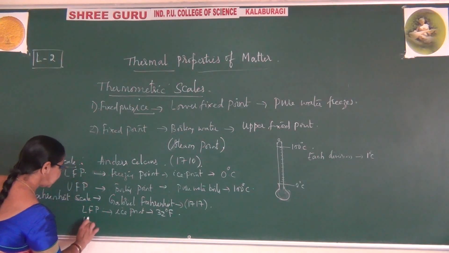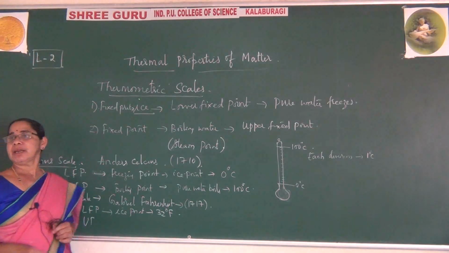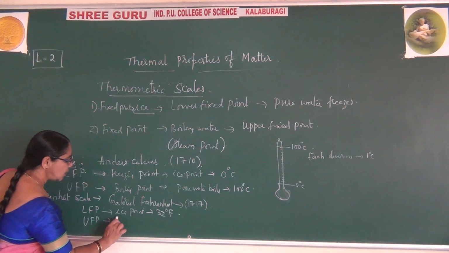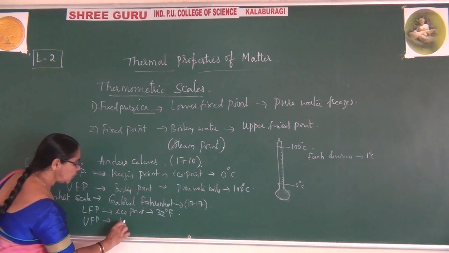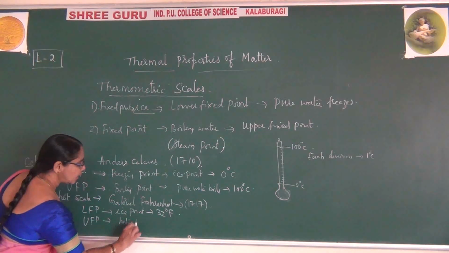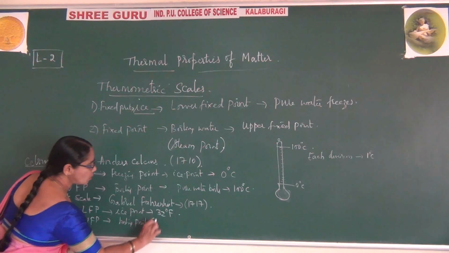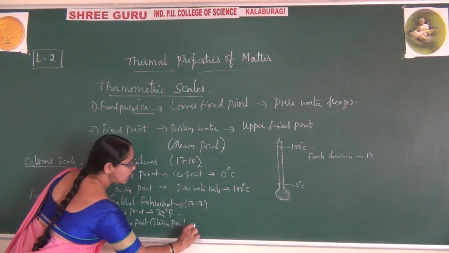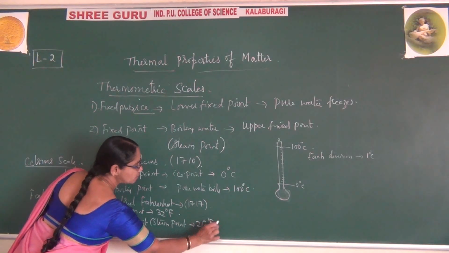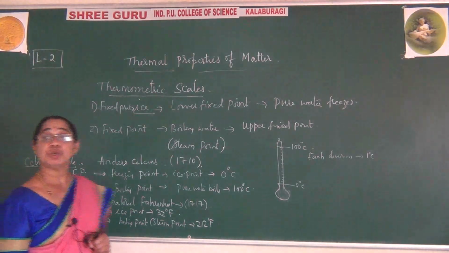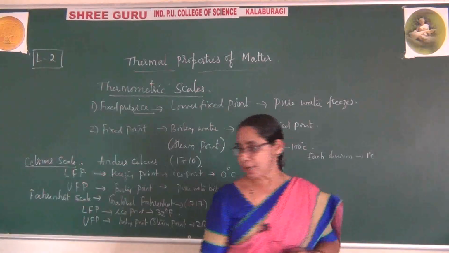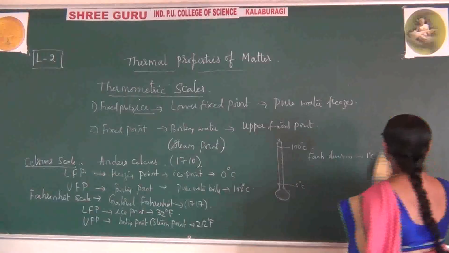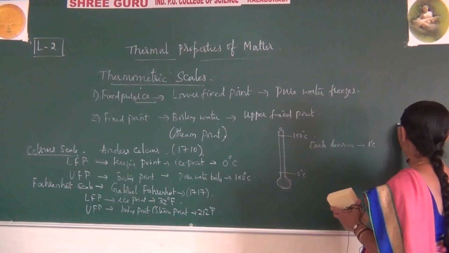And one more he took: he boiled that liquid, and after boiling he observed the upper fixed point, which is called the boiling point, or you can say the steam point. At that point he observed it is 212 degrees Fahrenheit.